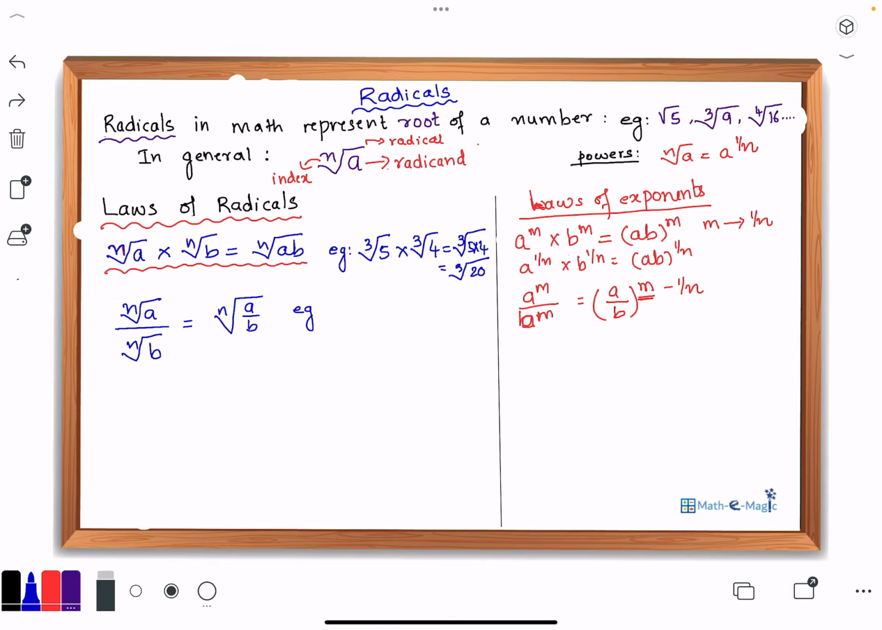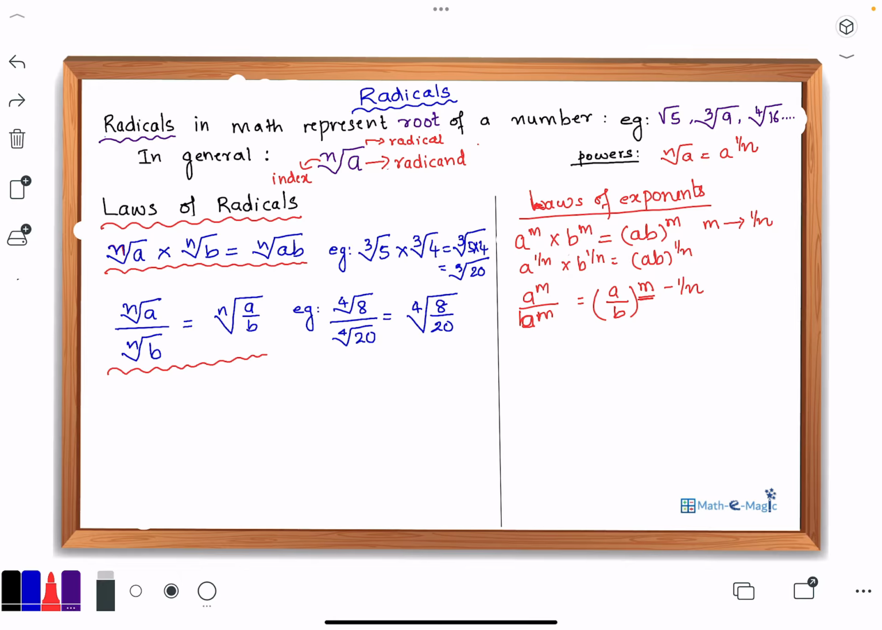For example, if I have the fourth root of 8 divided by the fourth root of 20, I can write it as the fourth root of 8 over 20, and then I can simplify it further and simplify the radicals. Now, simplifying radicals is one more important topic that we will look at in our later videos. But first, let us come to another law of exponents. This is our law of exponents: the nth root of a by the nth root of b is the nth root of a over b.